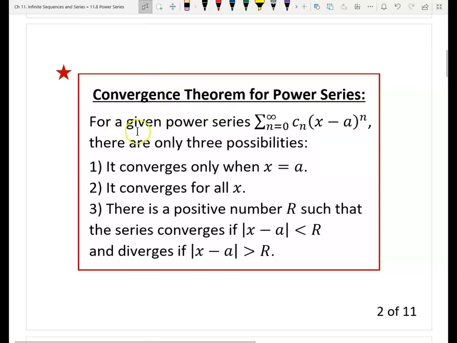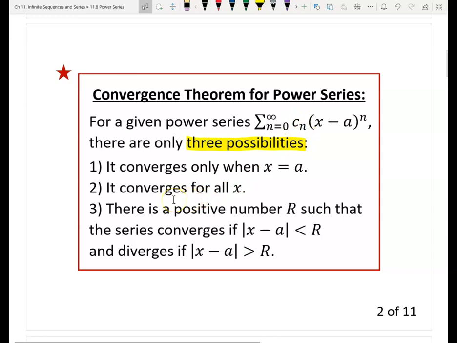Let's see. For a given power series, which is the general form, right, there are only 3 possibilities. Let me highlight. What are the 3 possibilities? Okay, the first, it converges only when x equals a. Only converges at one point, x equals a. At least we know when x equals a, the power series converges, right? Because we plug x equals a inside, all the other terms disappear. Only the first term remains, which is C0, of course it converges.